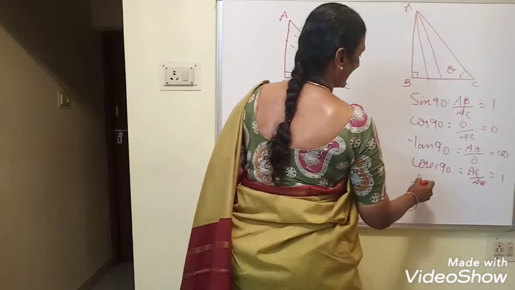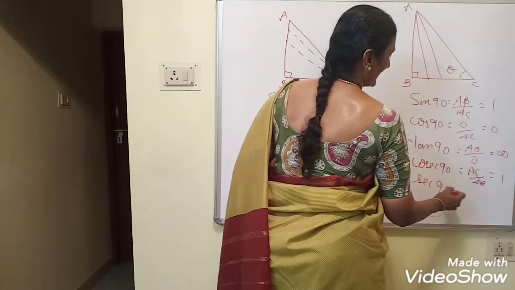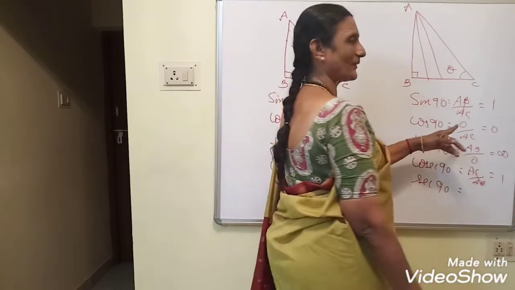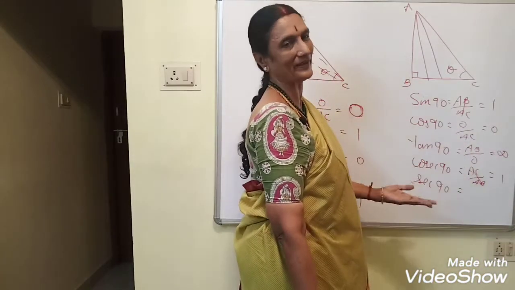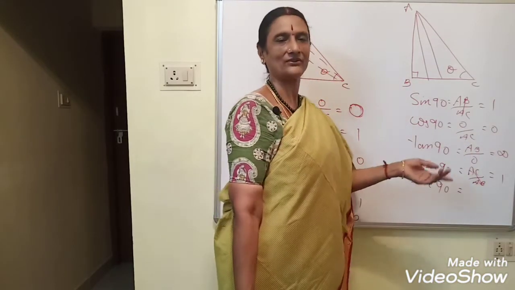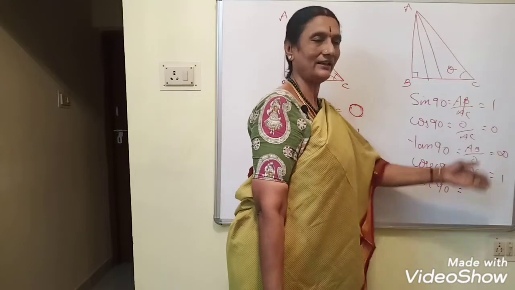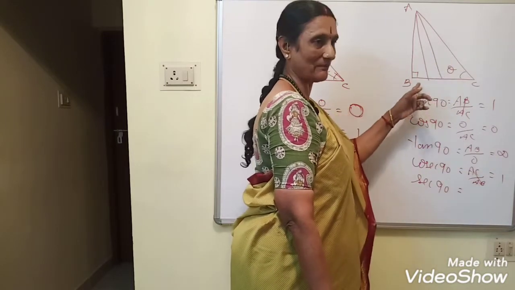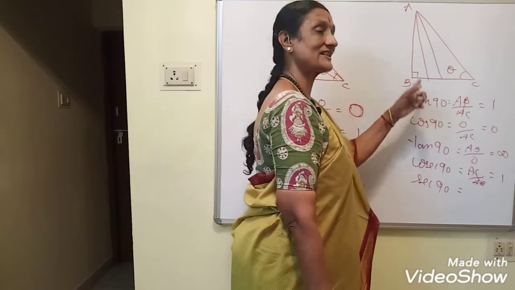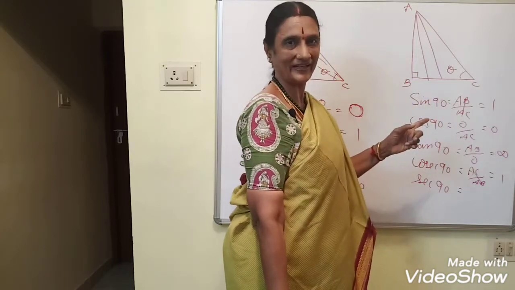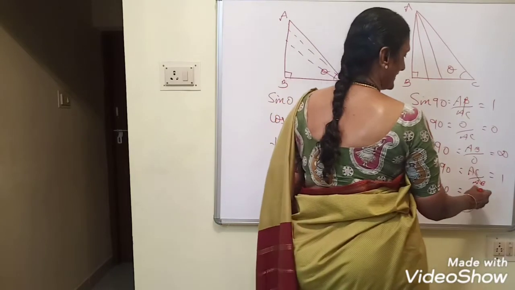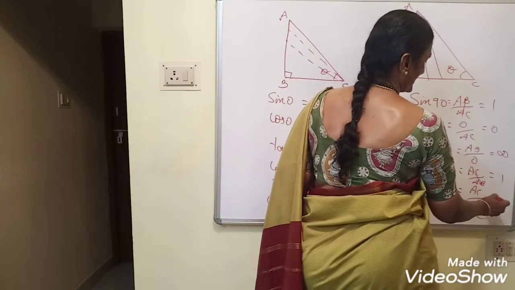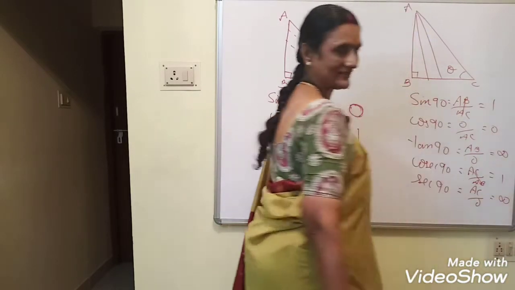What about secant 90? Secant 90 is the reciprocal of cos, 1 by 0, that becomes infinity, or we are going to denote by the symbol infinity. But if you go by the definition, it is hypotenuse divided by the adjacent. So adjacent is completely missing in this case. So we have got AC divided by 0, which is denoted as infinity.